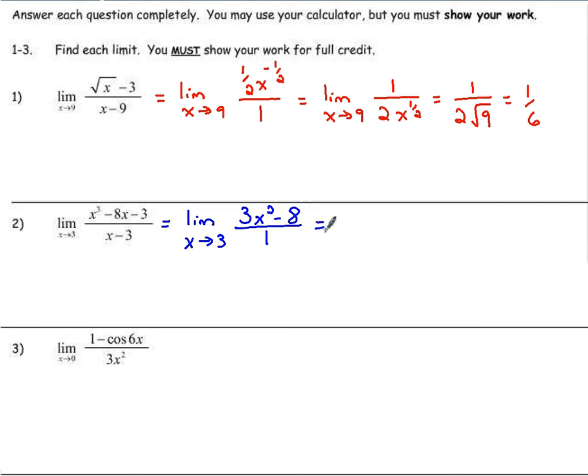So at this point, we're ready to plug in 3 for x. We have 3 times 3 squared minus 8. 3 times 3 squared, well, 3 squared is 9, times 3 is 27. 27 minus 8 will give me 19 back.